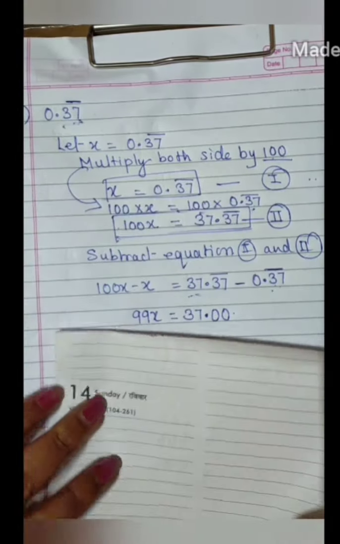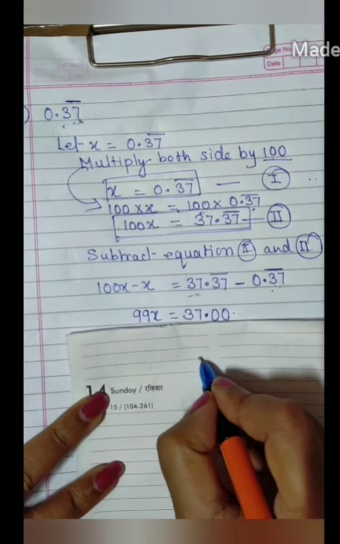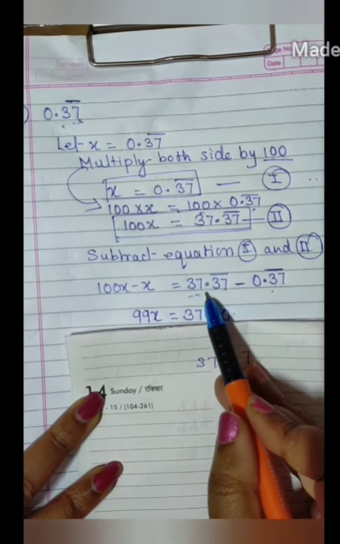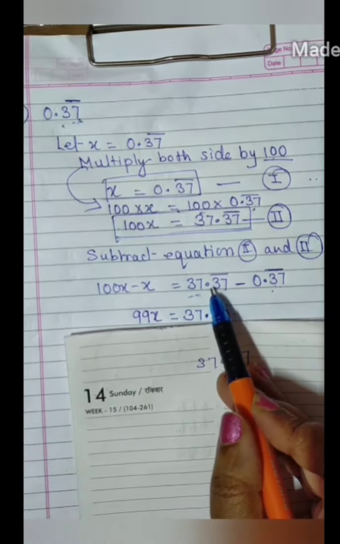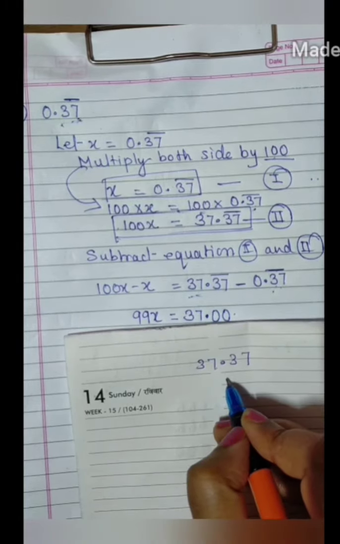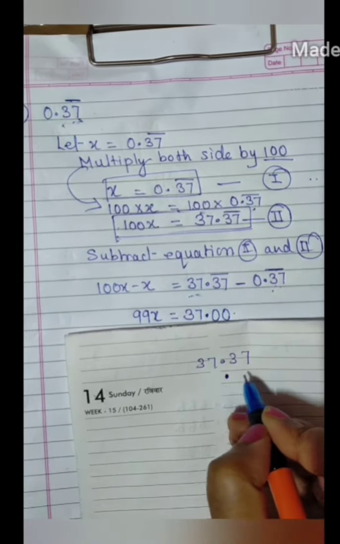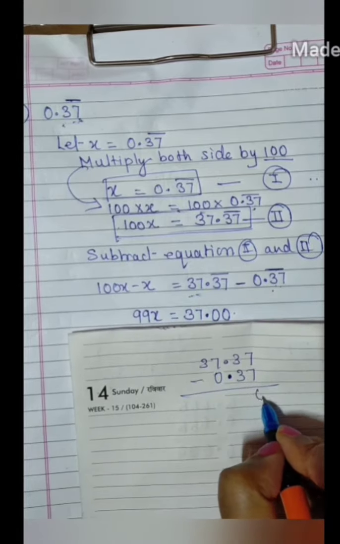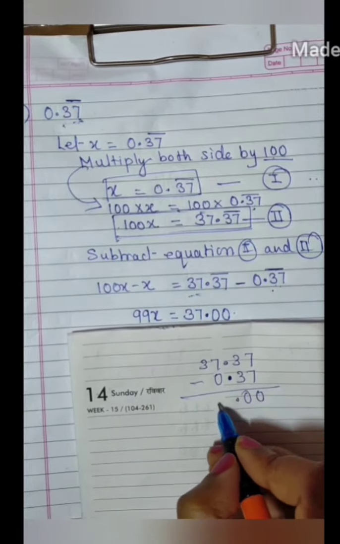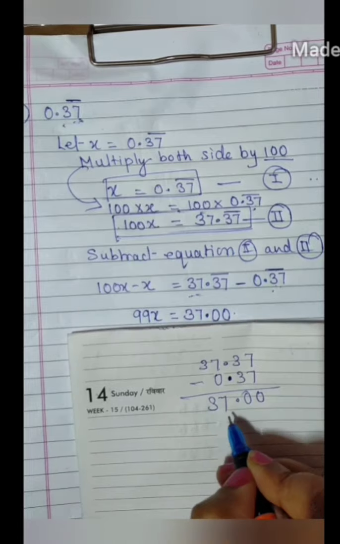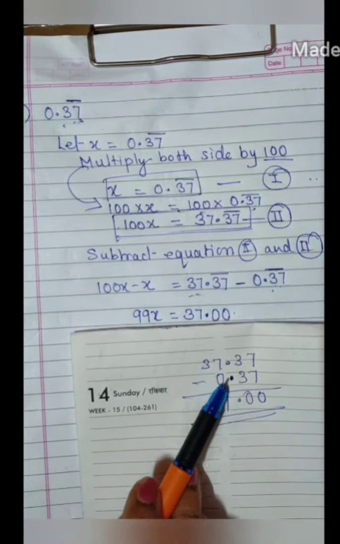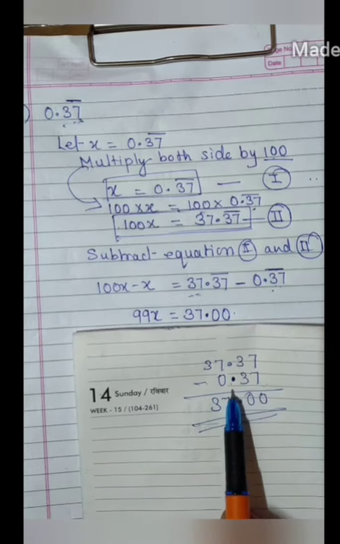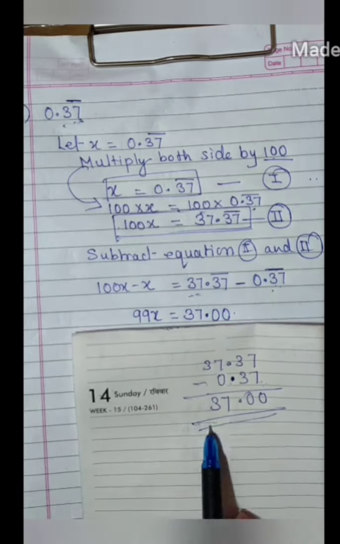Will show, for example, this is 37.37. See, the decimal point is very important when you do subtraction. So here 37.00 minus 0.37. This is the answer. Keep the decimals in their place. So according to that we should write the numbers to get the correct answer.